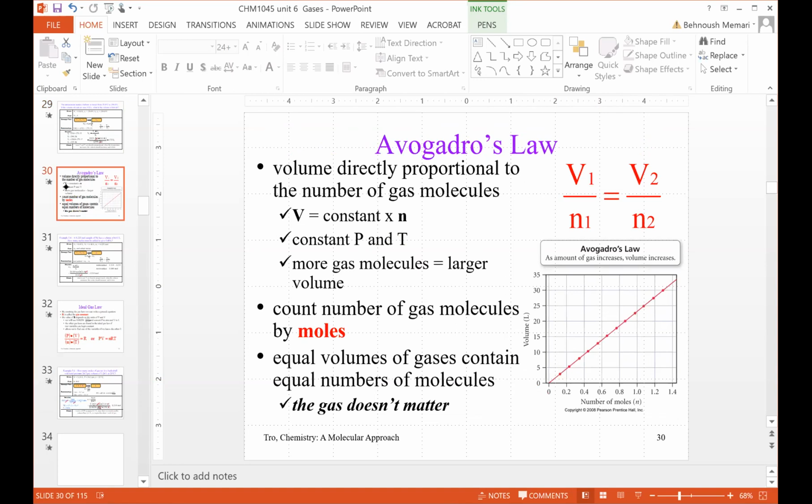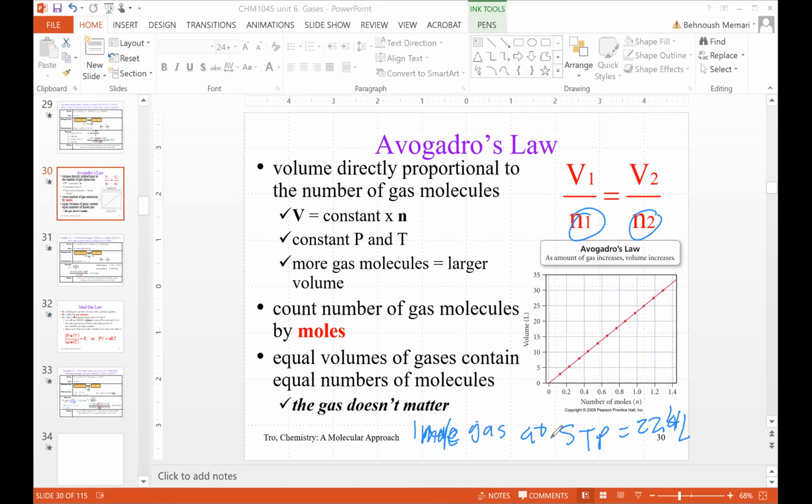Avogadro's law shows the relationship between volume and number of moles. And in this case, we also have the molar volume of gases. Molar volume is 1 mole gas at STP equals 22.4 liter. One mole gas at STP equals 22.4 liter. What does it mean? What does STP mean? Standard temperature and pressure.